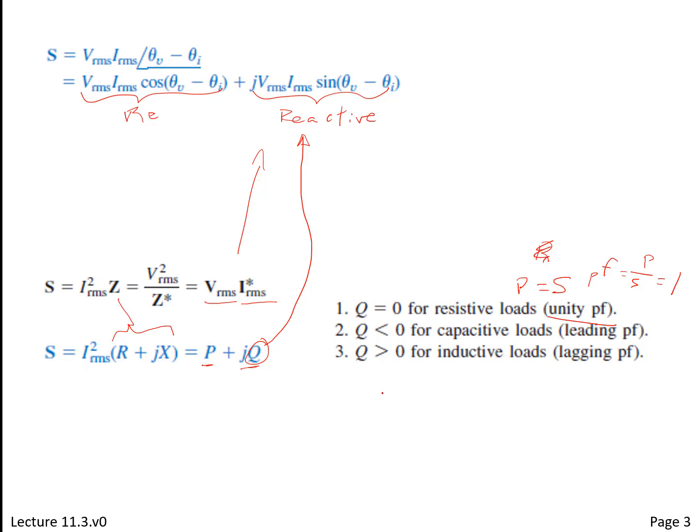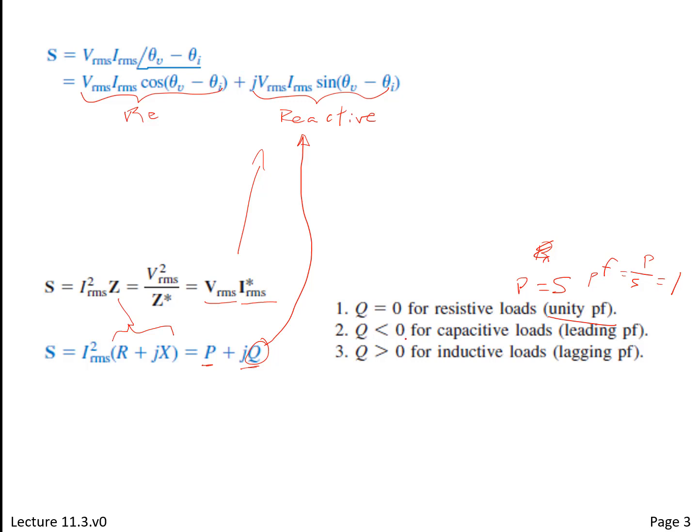Now we define two terms. Because Q can be plus or minus, right? There's a sine wave involved, and it can be plus or minus. So that's the reactive term. It turns out by definition, we're calling these things, and there's a bit of visualization with it too.